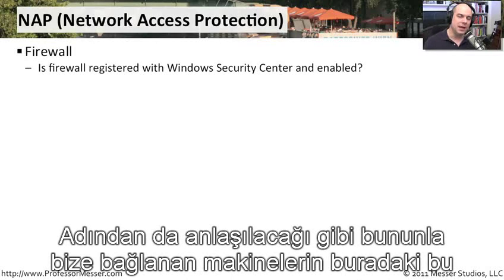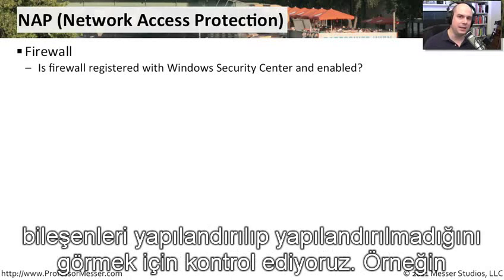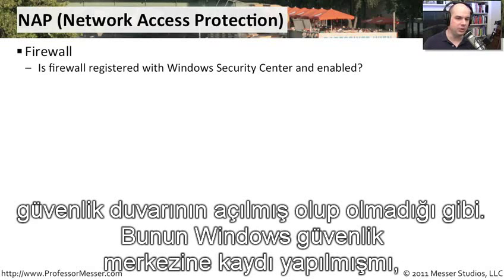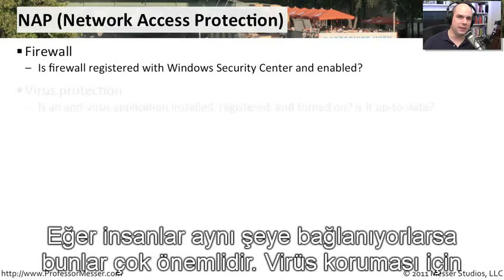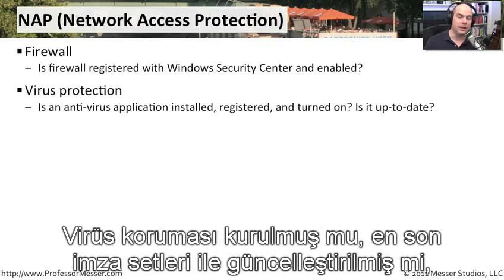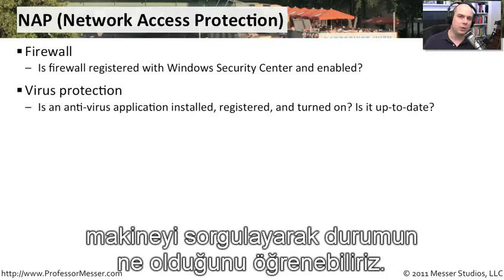And like the name means, we can check those machines that are connecting to us to see if some of these things are configured. For instance, is a firewall turned on? Is it registered with the Windows Security Center? Is it enabled? Those are important things if someone's connecting. Same thing for virus protection. Is virus protection installed? Is it updated to the latest set of signatures? Is it enabled properly? We can query that machine and have it tell us if that's really the case.